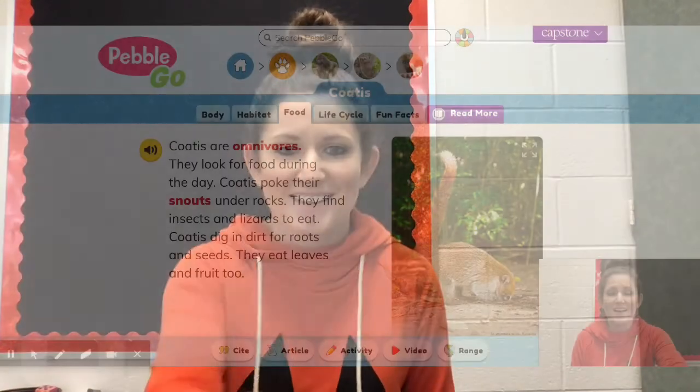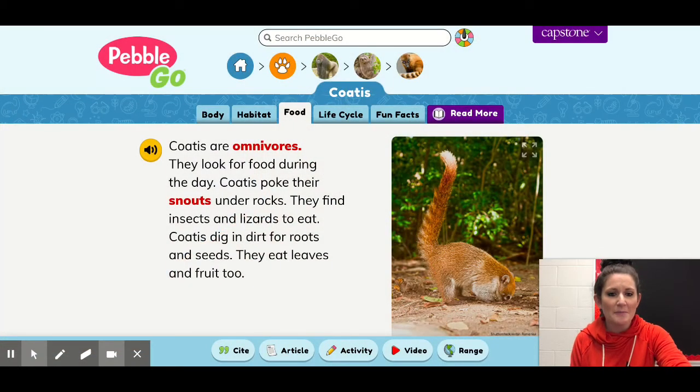Look in my writing to see where did I make a list? Where can I add my commas to tell the reader to slow down when reading? Hello, friends. Okay, I'm in Pebble Go, and I'm on the Food tab to learn about what my animal eats. Remember, I'm trying to make a list of all the different kinds of food my animal eats, or what my animal does with food. So let's see if I can do that right now.